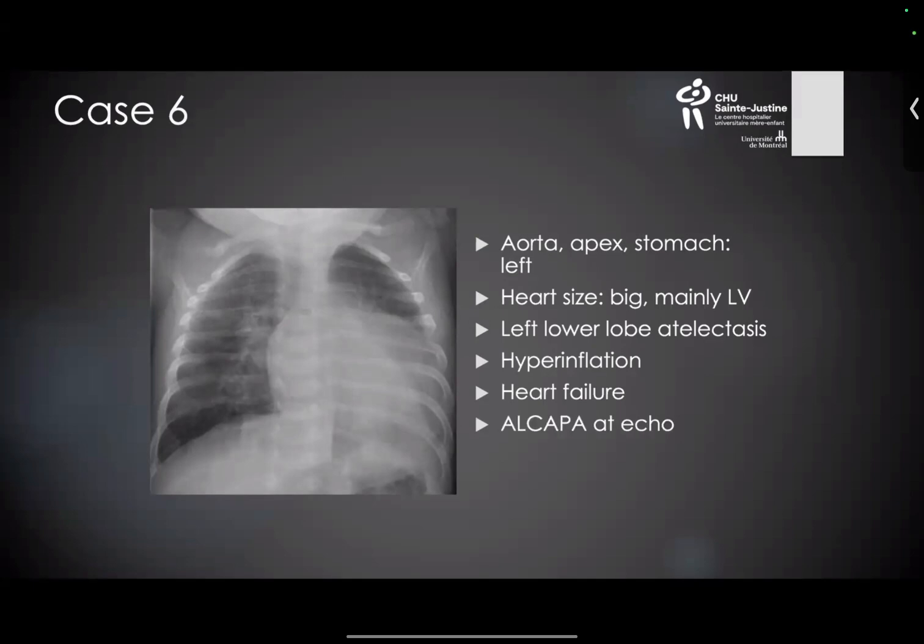On the heart ultrasound, it was an ALCAPA, which is an abnormal branching of the main left coronary artery from the pulmonary artery, which necessitated a rapid surgery, and then the baby went well.